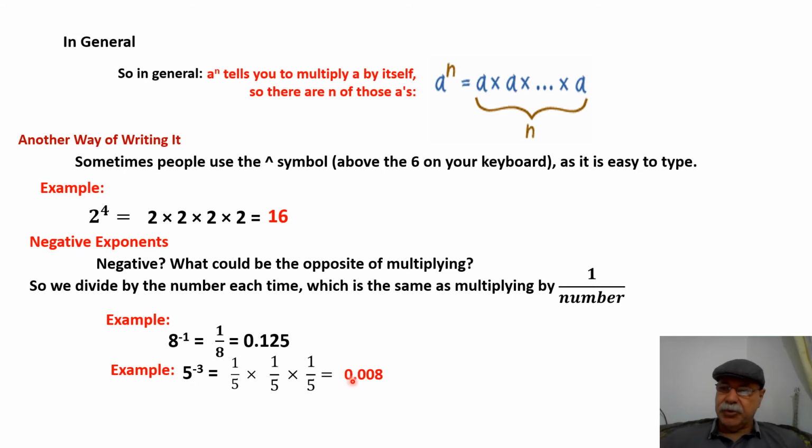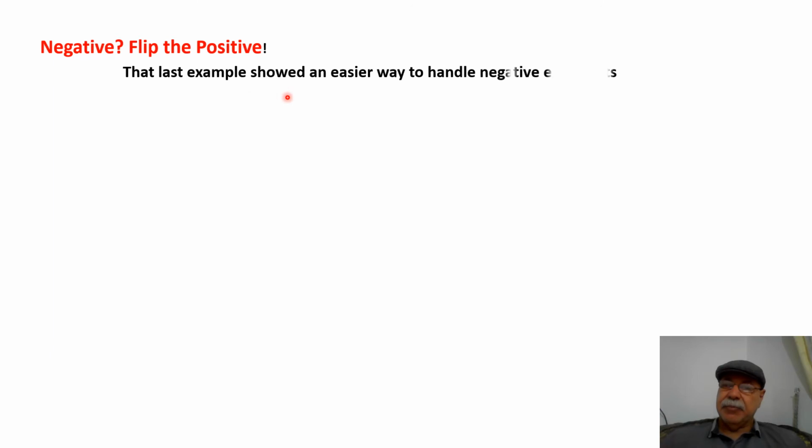So the result is 0.8008 thousand. Here, the negative flips to the positive. Now we will see how you flip it upside down or something like this. You can see this example shows an easy way to handle a negative exponent.